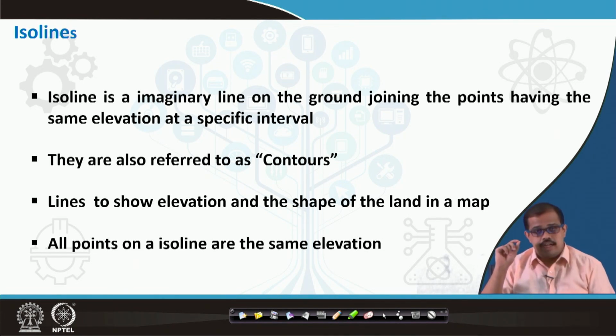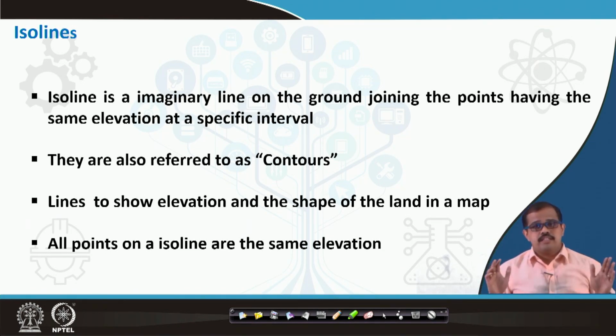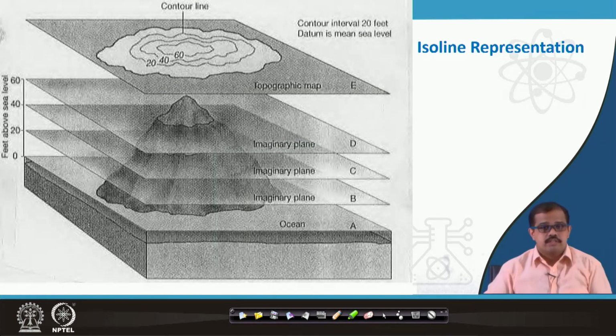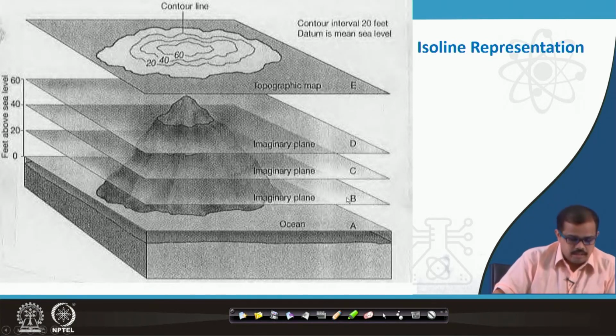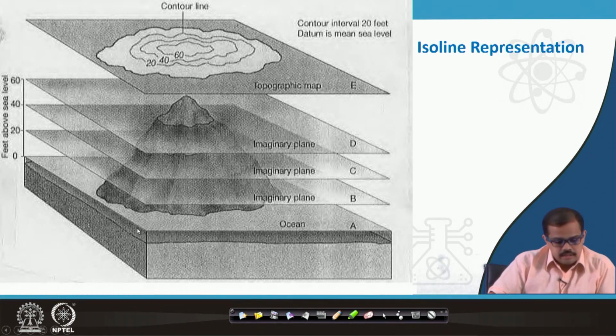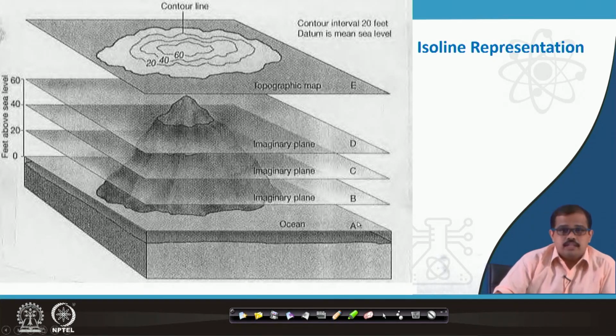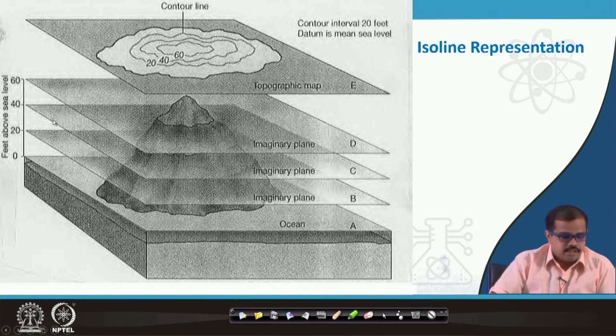When I say isolines, you should understand that these are lines joining points on the ground with the same elevation, and they are also called contours. I have just shown a representation of an isoline. For example, let us say A is representing the ocean. Now, when we draw an imaginary plane, we get the surface at 20 feet. Next, another imaginary plane C is drawn where you get the surface at 40 feet, and another imaginary plane is drawn where you get the surface at 60 feet.